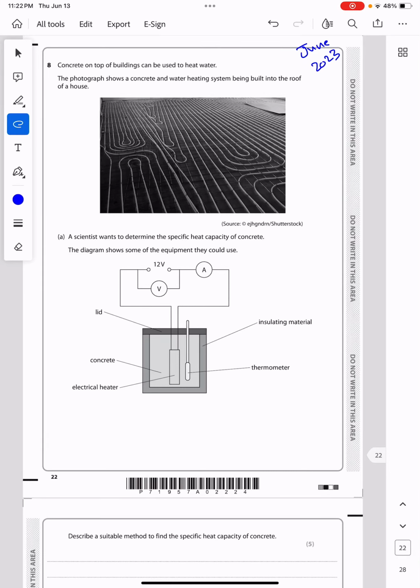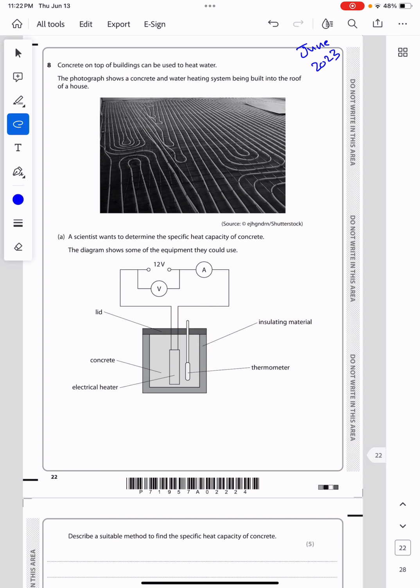Hello again. So this question is from paper 2 June 2023 and it's the last question. And so we're going to be solving it right now, inshallah. So this one is all about the specific heat capacity. Now it looks like it is about electricity, but no, it's just about the heat capacity.